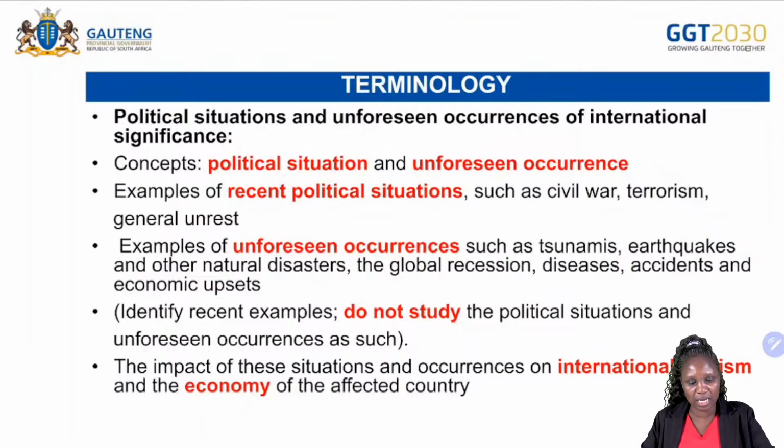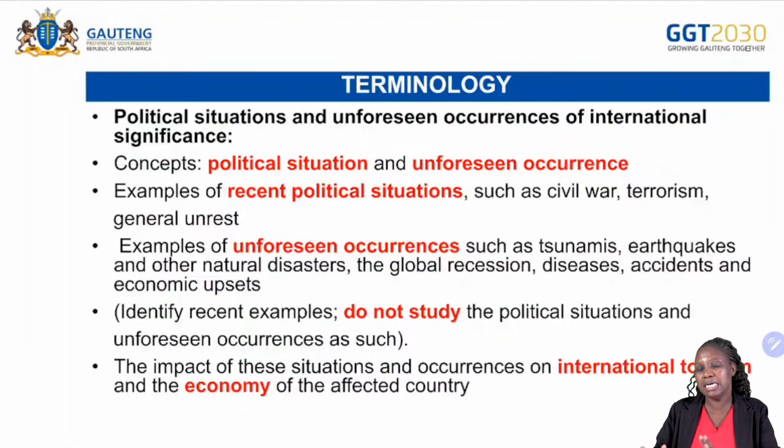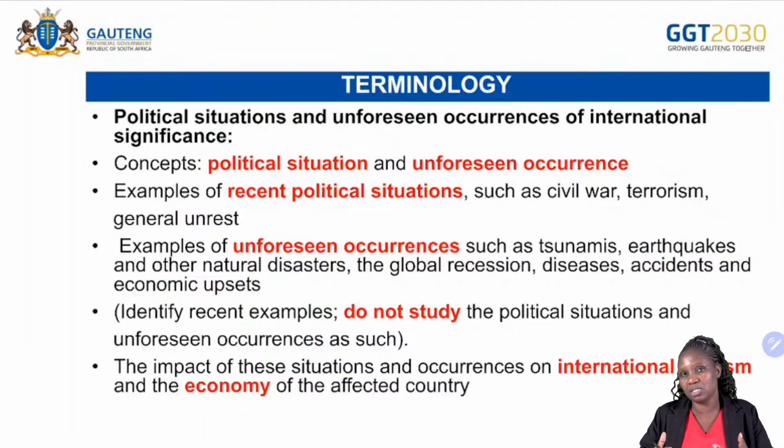All right, let's look at the first concept, political situations and unforeseen occurrences. For example, recent political situations include civil wars, terrorism, and general unrest. Why are we saying they are political situations? It is because they are caused by political instability.